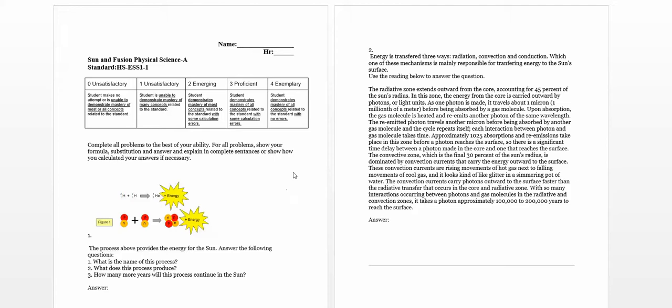The first one is sun fusion, and so this one's going to look at what fuels the sun, what process gives the sun energy, and then a lot of this is going to look at characteristics of the sun and the sun's formation. Remember, as I mentioned in class, and it's been on every one of these tests, all of your answers are to be in complete sentences.